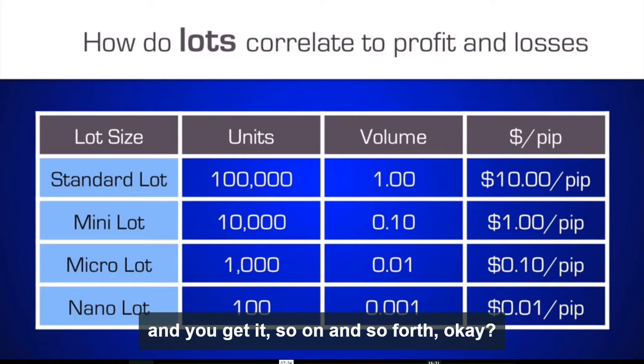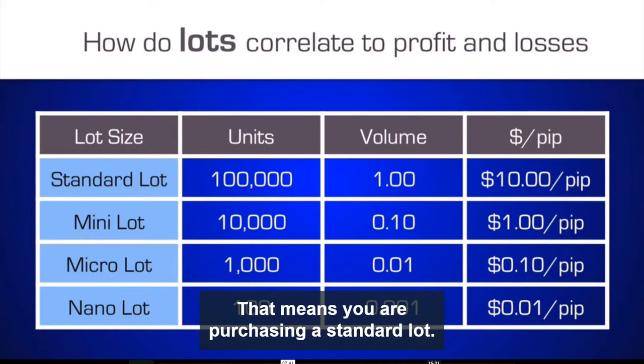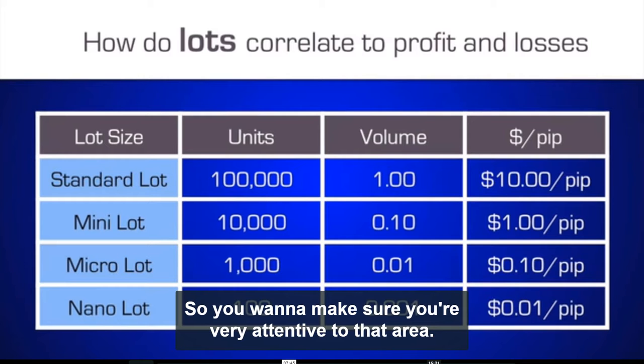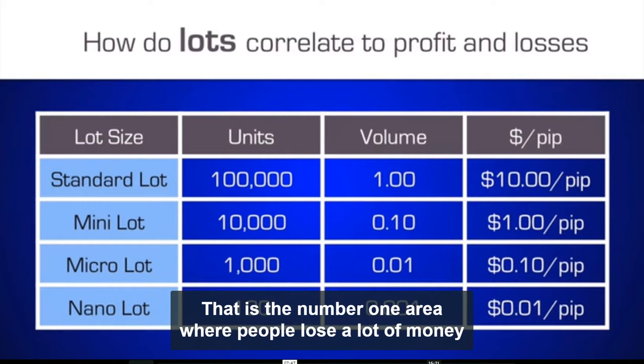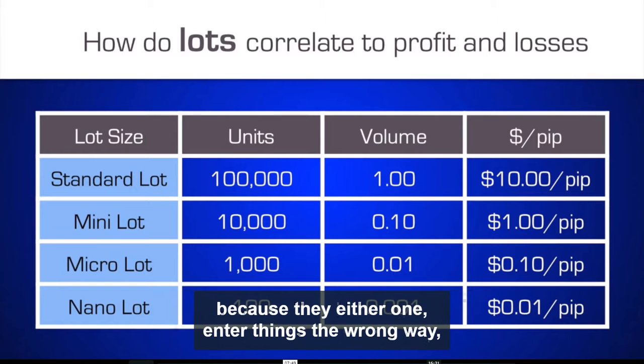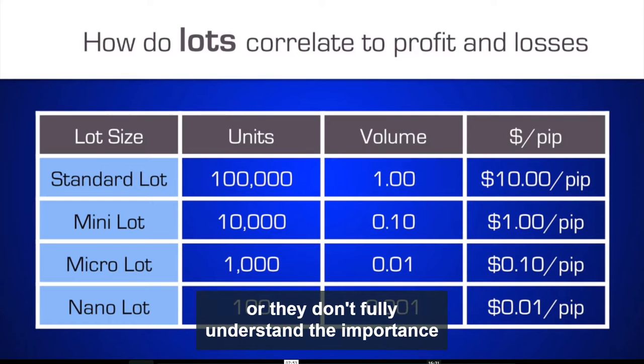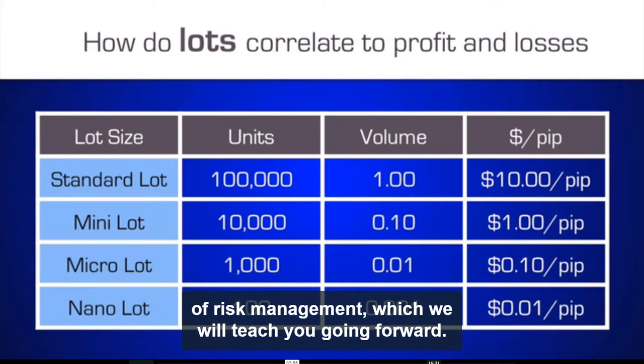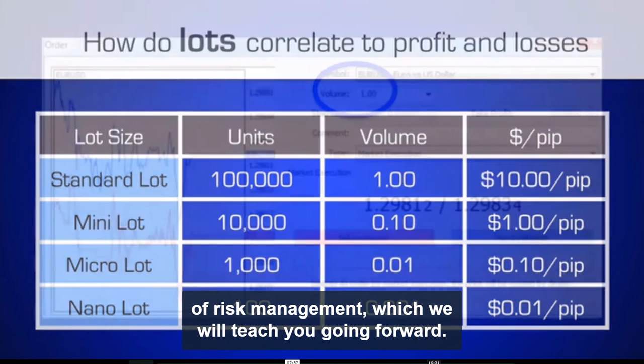Okay? So make sure you have that right. 1.0 does not mean you're going to be making $1 per pip. That means you are purchasing a standard lot. So you want to make sure you're very attentive to that area. That is the number one area where people lose a lot of money because they either enter things the wrong way, or they don't fully understand the importance of risk management, which we will teach you going forward.